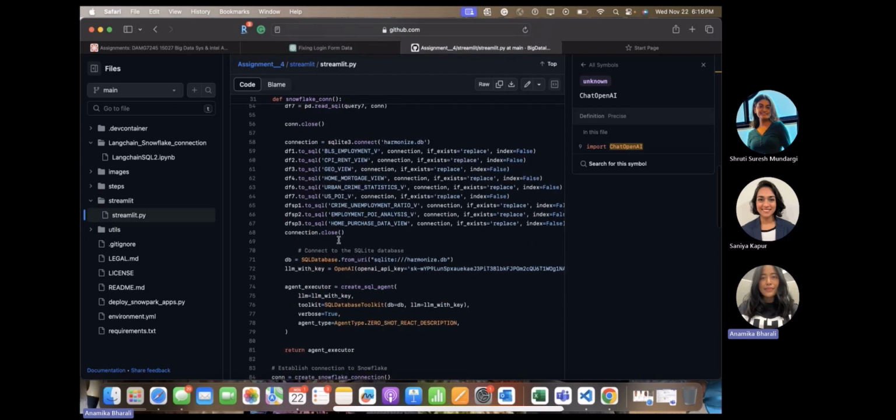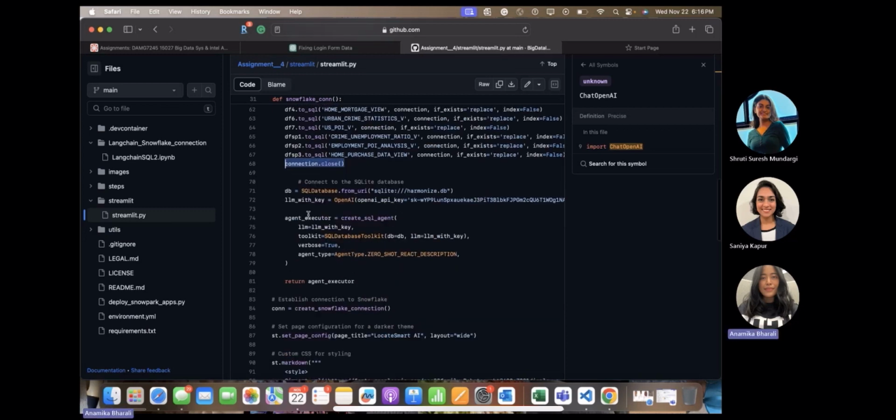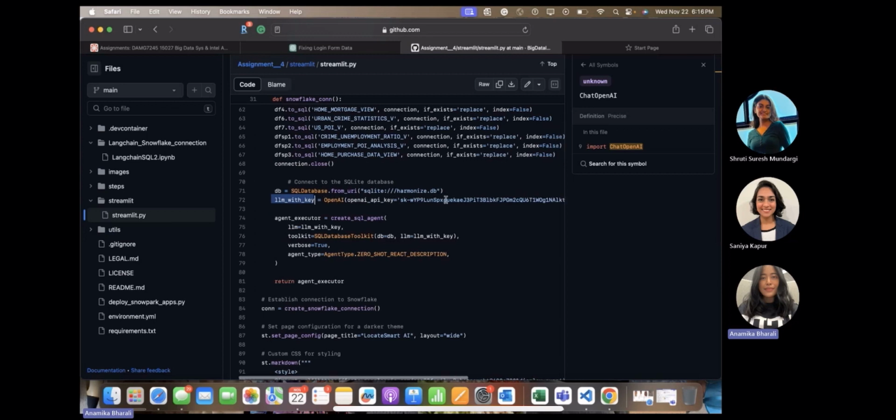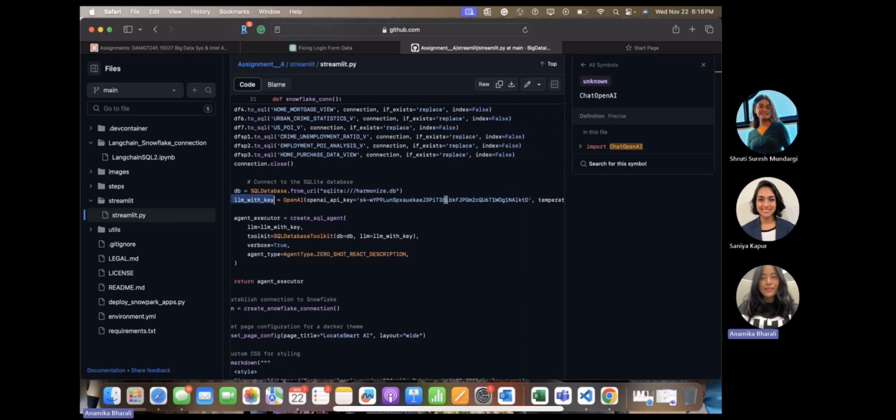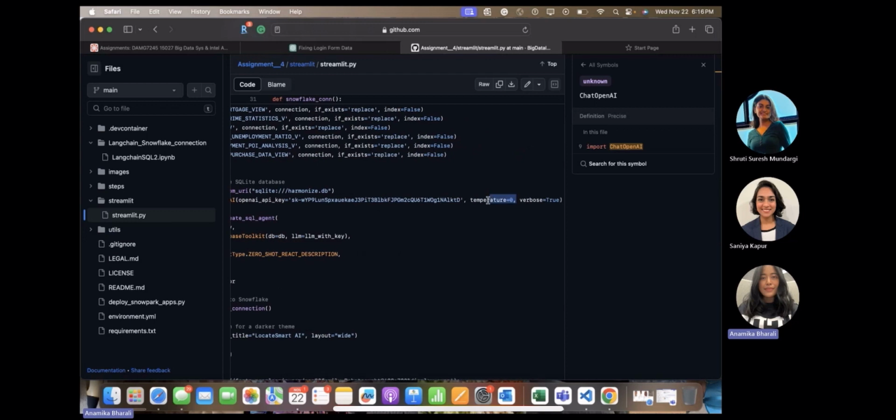Okay, so here we have closed the connection. It's very important to close the connection after we have created the database, because otherwise it can lead to data being lost. We've also created an LLM instance with a key. This will just be an instance giving the OpenAI key that we have for our own account. Temperature has to be 0.